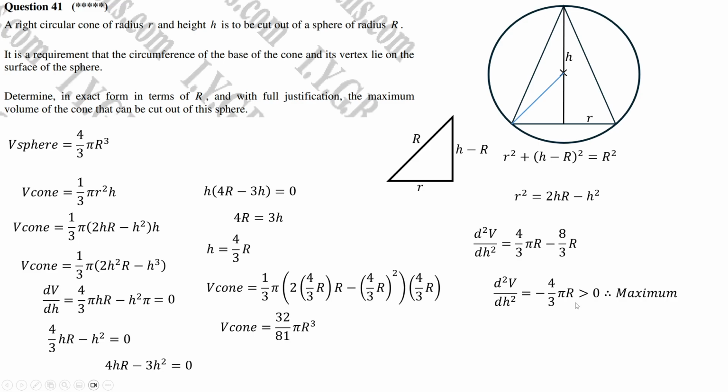R is definitely a positive number because it's just a length. So this is definitely going to be positive. A positive multiplied by a negative will always be a negative. So this will always be less than 0. Therefore, it's a maximum. Apologies for that sign. It should be facing the other direction.